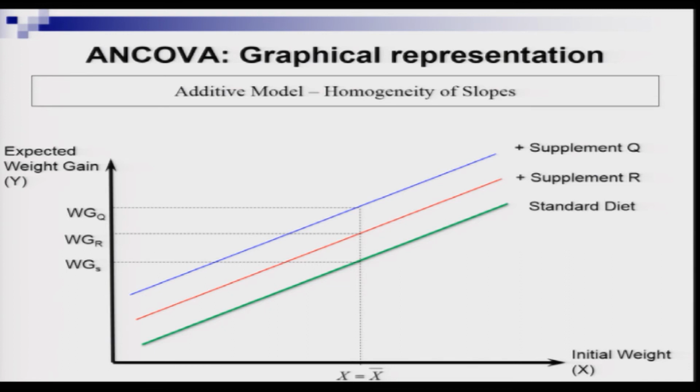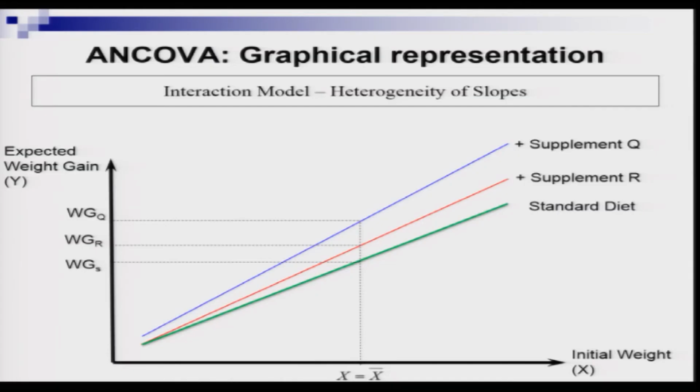But these treatment groups 1, 2 and 3 could also interact with the continuous variable, right? If there is an interaction, how is my story going to change? That is going to be the subject matter of the next slide.